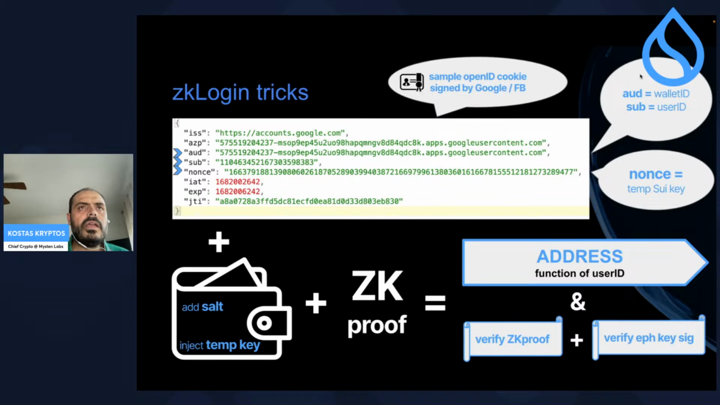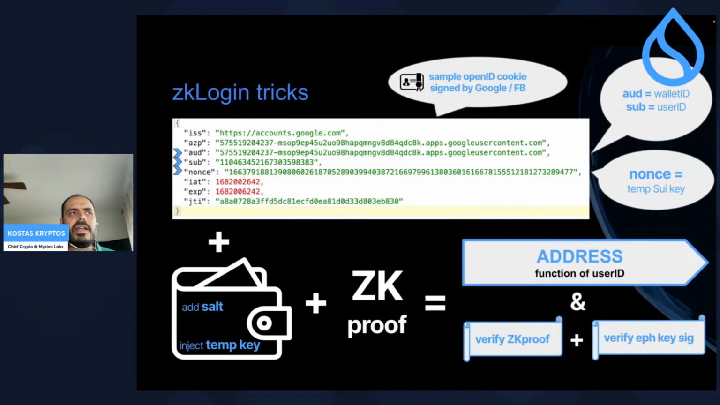The AUD is the wallet ID. Sub is typically the user ID. We can even have an email here. In this example, I didn't use an email. I used the user ID at Google. And there is a nonce. And the nonce is the only thing that the user is putting when you're logging in with Google. Typically, you don't see it, but in practice, you are connecting to Google by providing some nonce, some randomness. And this is for Google to be secure against replay attacks.